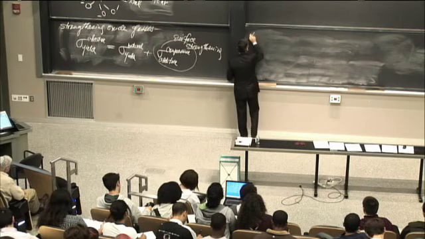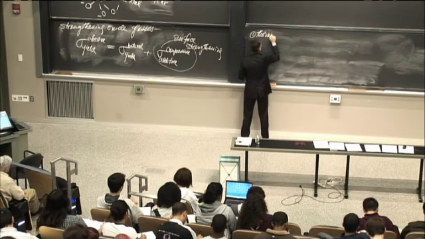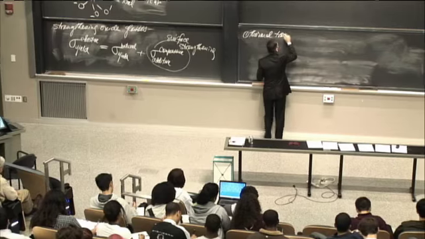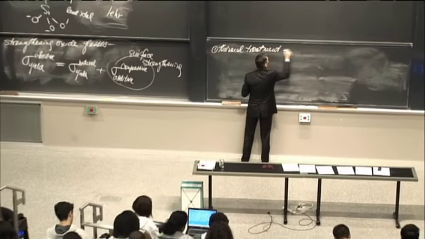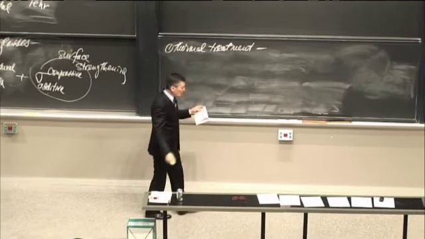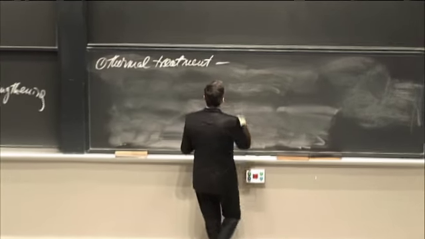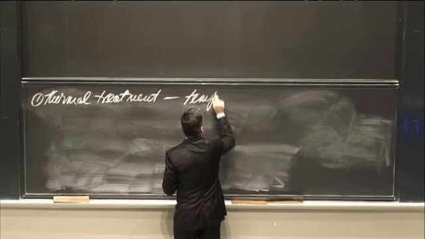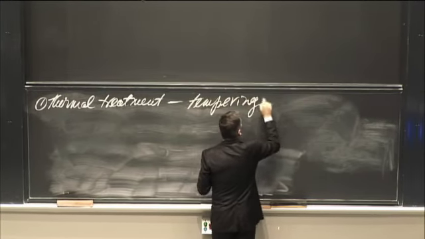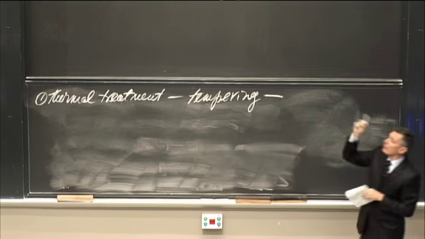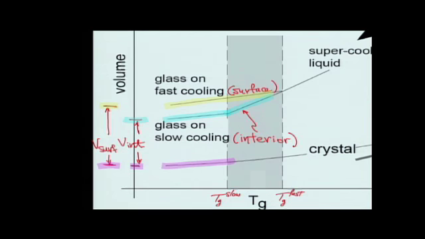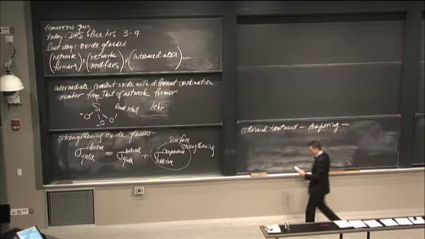The first way is thermal treatment. And the thermal treatment is to strengthen the glass. Now let's keep it in the context of the windshield. And the technical term for this, the technological term, is tempering. So what I'm going to show you is how we can look at that volume versus temperature curve and understand how we make tempered glass for windshields and so on.